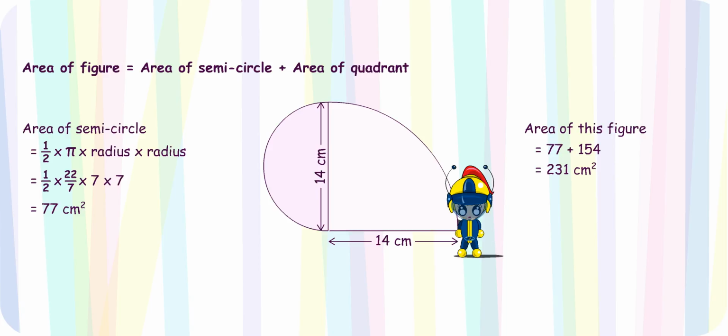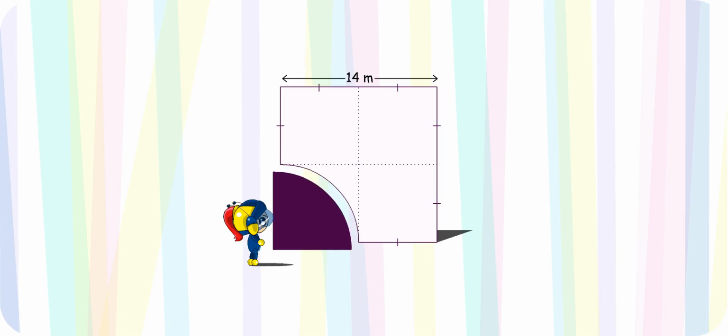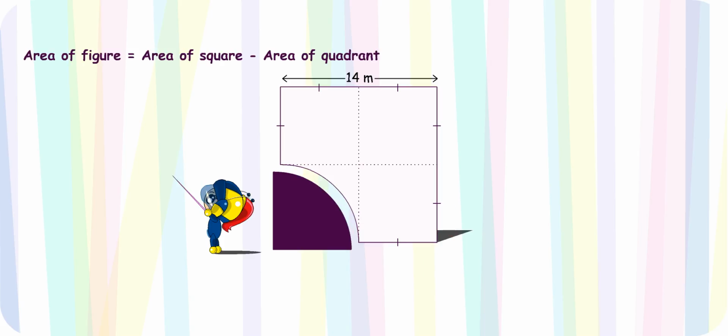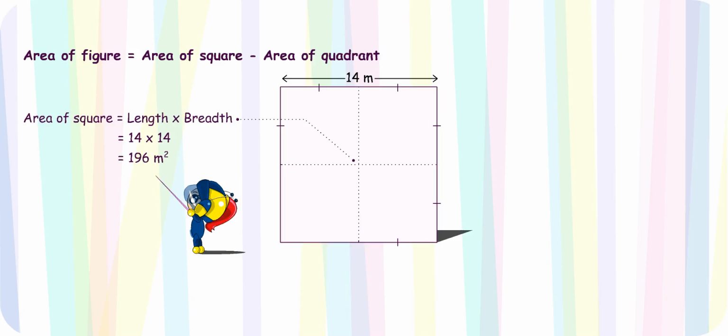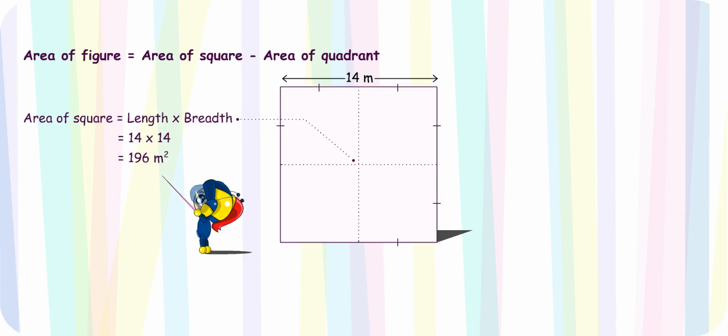Let's take a look at a different sum. Can you find the area of this figure? I think I need some help. The figure is made up of a square with a quadrant cut out of it. I see. I think I will have to find the area of the square first and then the area of the quadrant. The area of the figure is equal to the area of the square minus the area of the quadrant. Area of the square equals length times breadth, which equals 14 times 14, which equals 196 square meters.